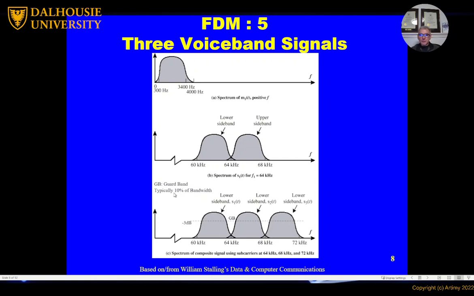And you can see here in the example this band is given as 10% of the bandwidth. So if the bandwidth is 4 kilohertz, 10% is 400. So each channel is 4 kilohertz, and the guard band is 10% of that. Leave it as a space in between, right?